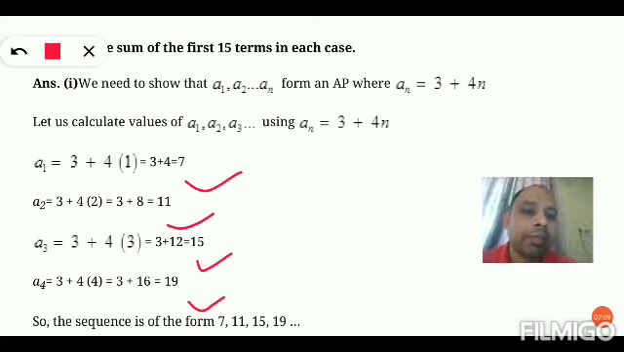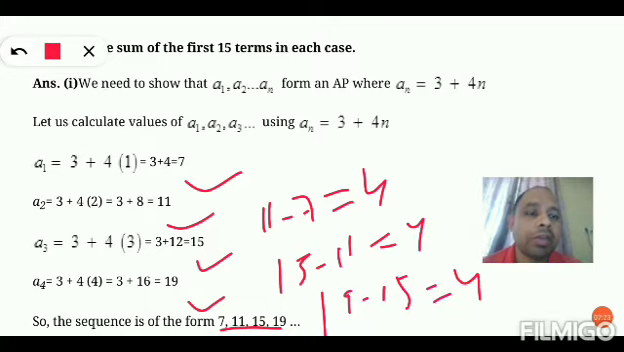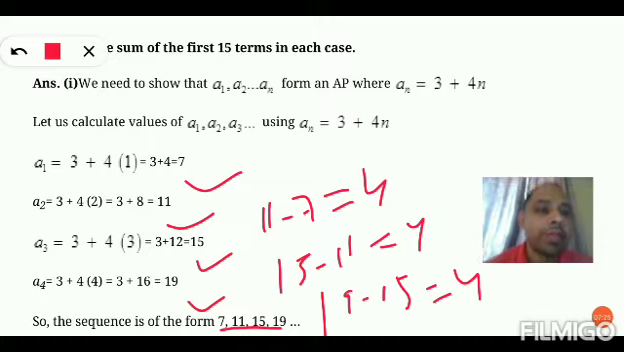It is very clear. 11 minus 7 is 4, 15 minus 11 is 4, and 19 minus 15 is 4. That means in each case the common difference is the same. Therefore, it is an AP.